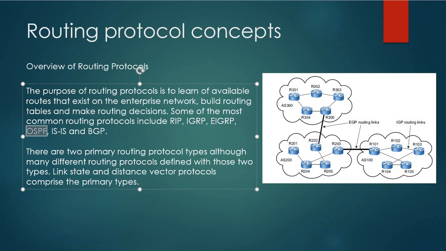A link state protocol will send link state advertisements to all connected neighbors of the same area to communicate route information. So in this link state protocol, a router advertises to all the neighbors in the same area, and it is used to communicate the routing information.